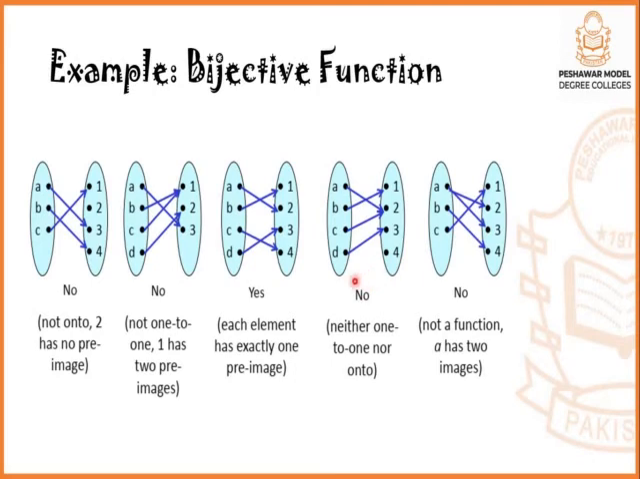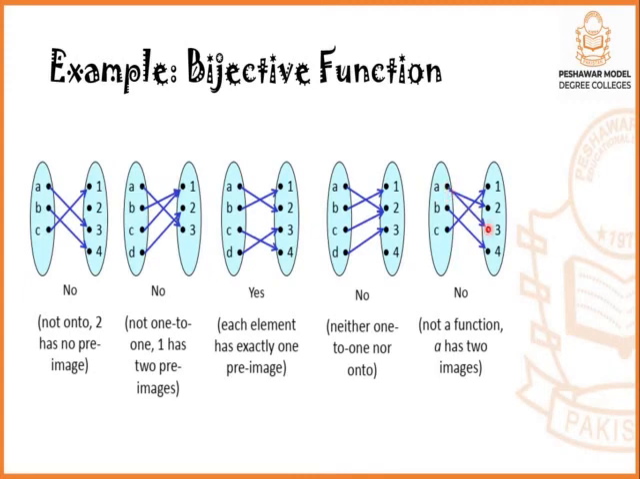Now the third example is a bijective function because each element has one pre-image and every pre-image has a unique image. The fourth example is not a bijective function because it is neither one-to-one nor onto. And the last example is not even a function because a has two images, and the property of a function is what? Domain should not repeat.